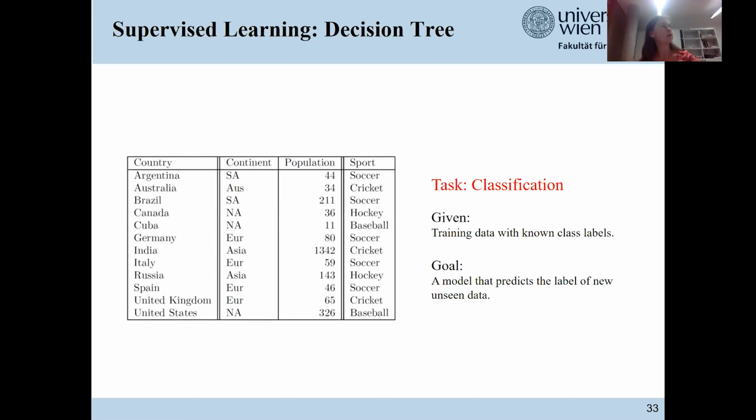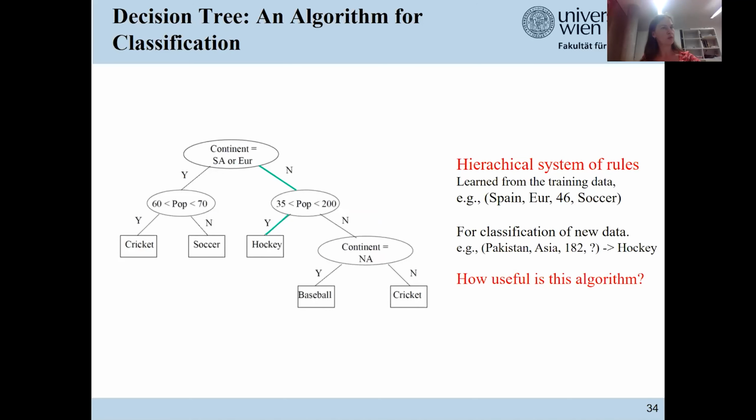The task is supervised learning, so it's a classification problem. We are given a set of data with known class labels. Again, here you find such a data table. And here the goal is, based on the continent of a country and its population, to predict the most favorite sport in this country. We have training data for which we know that, and the goal is to build a model that predicts the label of new data. And the decision tree is such a model.